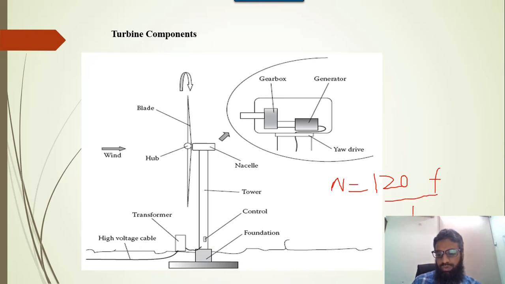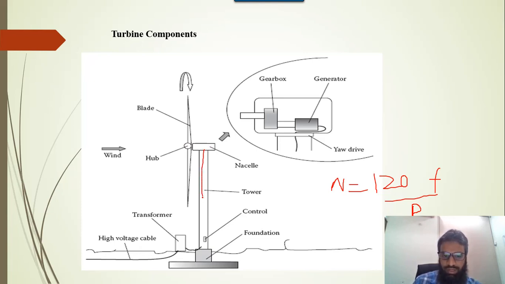So if we need to produce the frequency at 50 hertz, and the number of poles is 4, then the speed would be 1500 rpm. Usually the blade speed is 30 rpm. So in order to attain the 1500 rpm, the gear ratio is almost 1:50. So the 30 rpm will be converted into 1500 rpm.